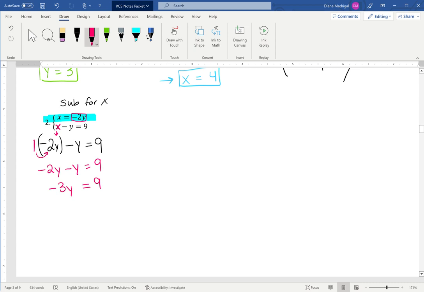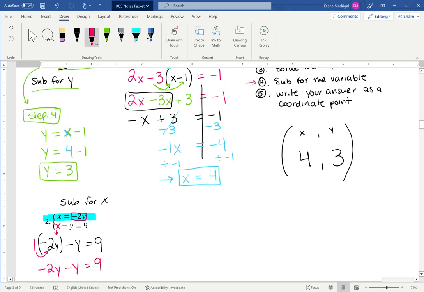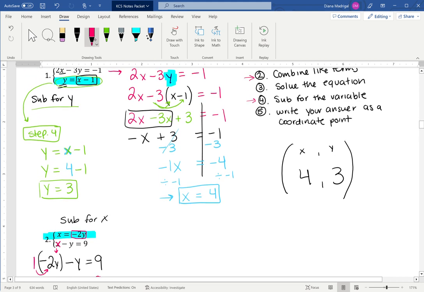Okay, I'm going to step 3, solve the equation. I only have one number on the left, one number on the right, which means I'm on my last step, which means I'm going to divide by negative 3 because I need y by itself. So y is going to be negative 3. Remember, I'm on step 4 now. Step 4 is to sub for the variable. For the new variable, I should say, for the new variable.